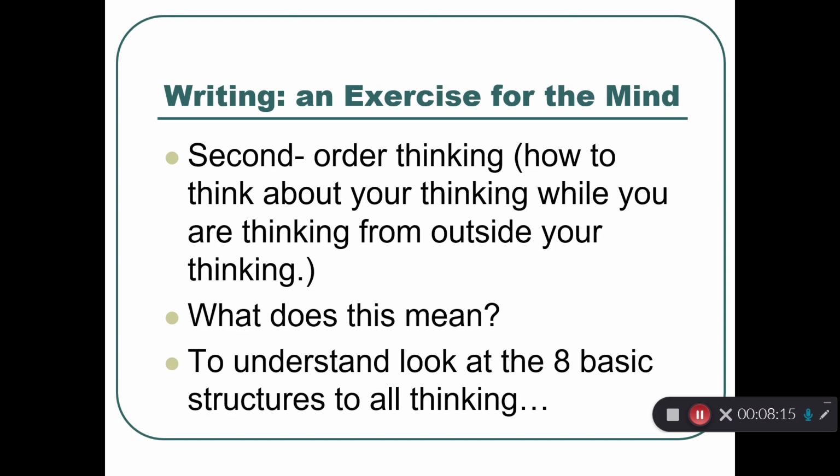So when we talk about writing, we must mention second order thinking, which is how to think about your thinking while you are thinking from outside your thinking. Complex, but simply put, you are thinking about how every part of your writing connects to each other to help you reason further and improve the decisions you make while writing. To understand this further, we are going to discuss the 8 basic structures to all thinking on the next slides.